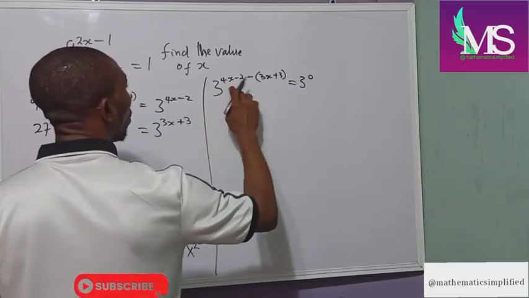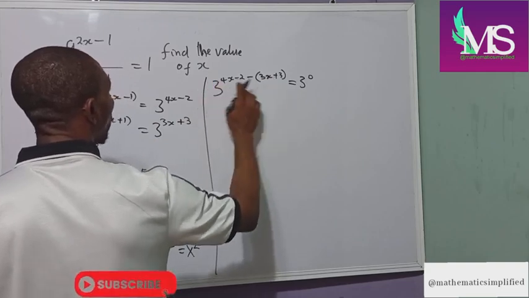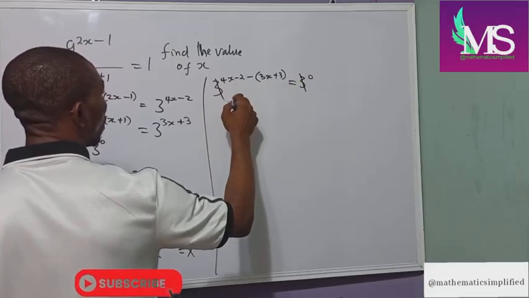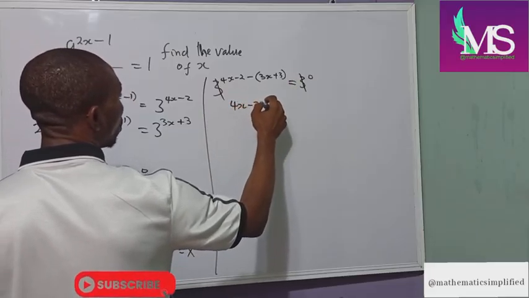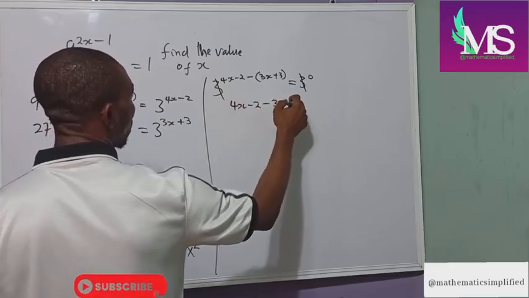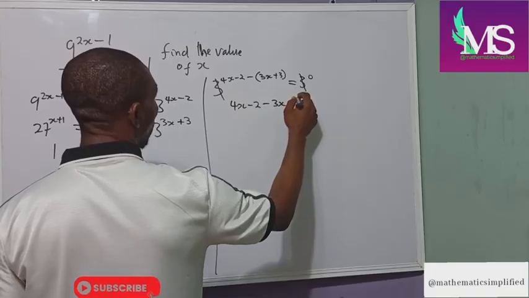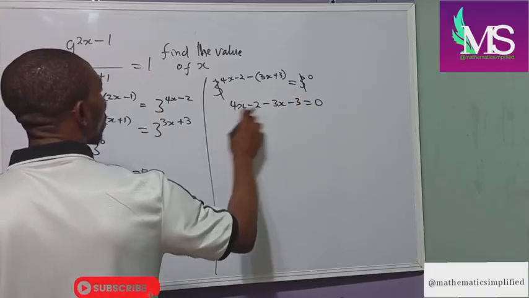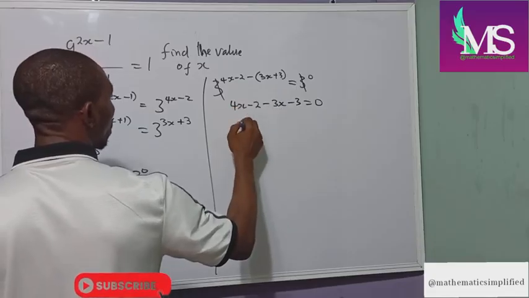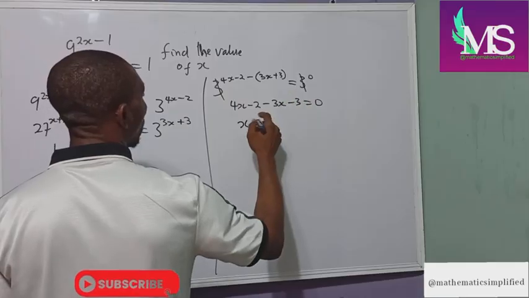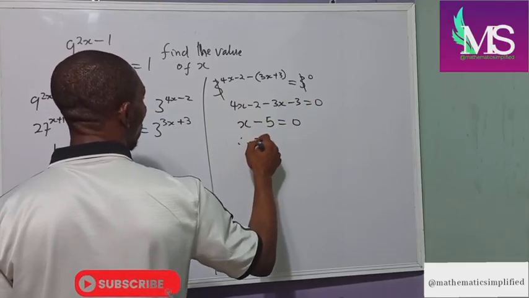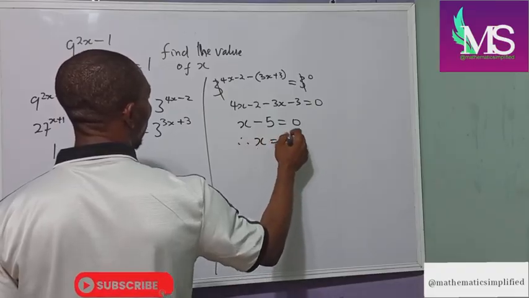So now we can open up this bracket, expand this, equating our bases. This becomes 4x minus 2 minus 3x, minus times plus gives minus 3, equals 0. So from here, 4 minus 3 will give us x, minus 2 minus 3 will give us minus 5 equals 0. So therefore, x equals 5.